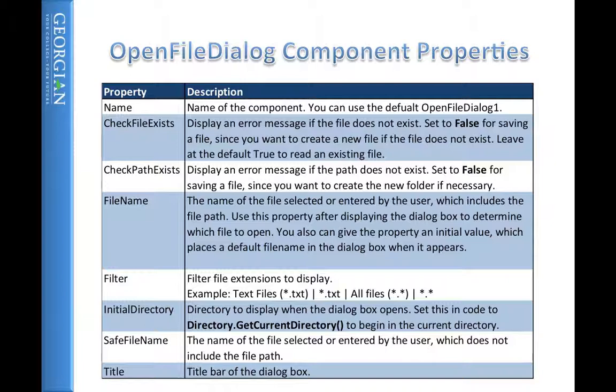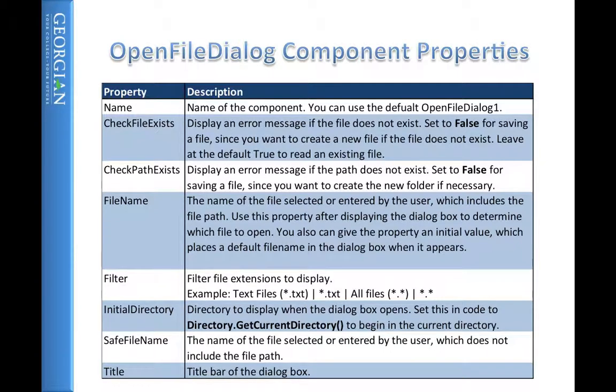All right, so I have this component that I'm going to put in the tray, OpenFileDialog or SaveFileDialog. And you're going to have a name property that I can specify, for example, the name of the component, right? So I can call it OpenFileDialog1, which is perfectly fine. I can check if the file exists, so it'll display an error message if the file does not exist.